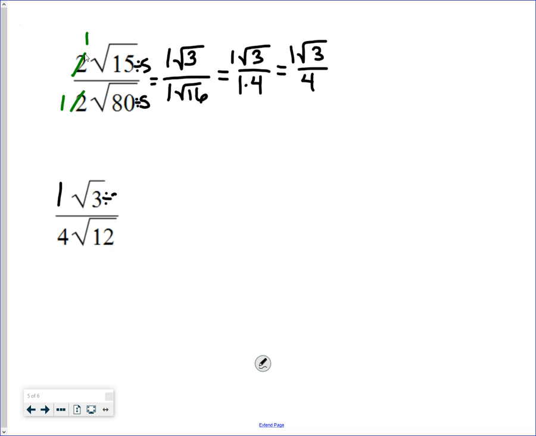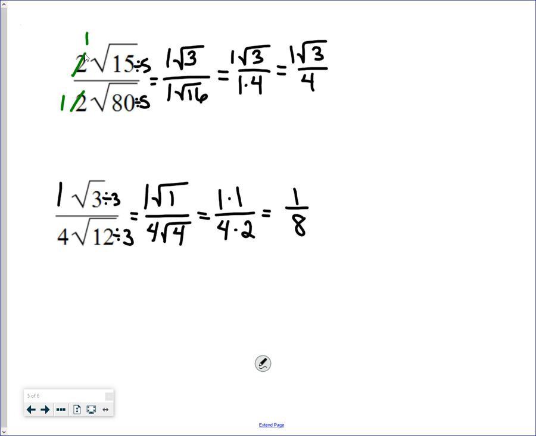But I do know I can divide a 3 out of the top and the bottom. So that becomes 1 rad 1 over 4 rad 4. Look at that, take it in. Okay, radical 1 is 1, or the square root of 1. The 4 times the square root of 4, the square root of 4 is really 2. So this is just 1 over 8. Okay, I hope that makes sense.